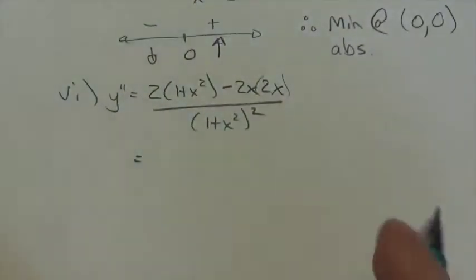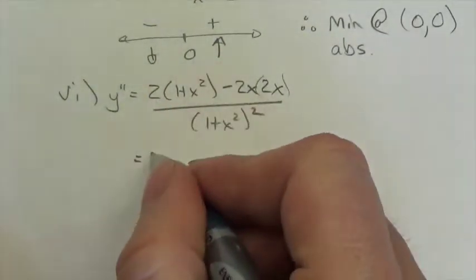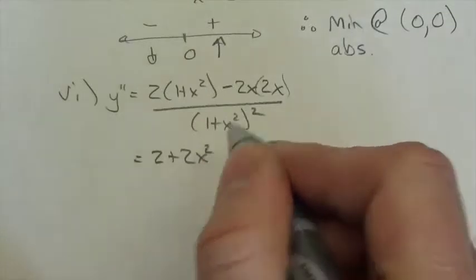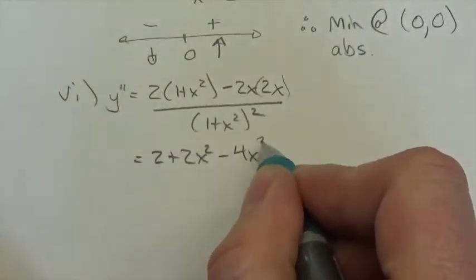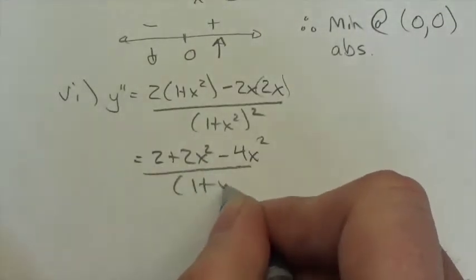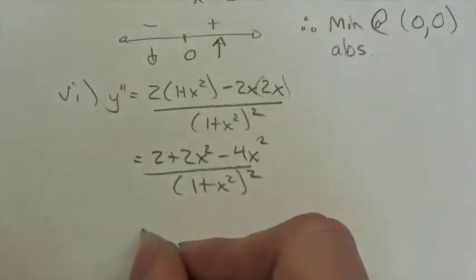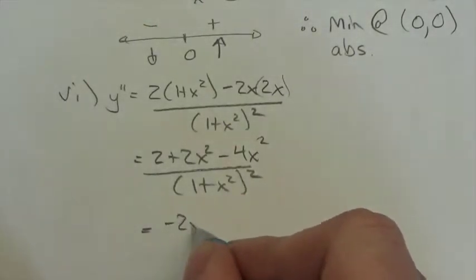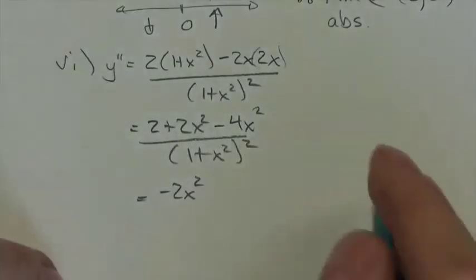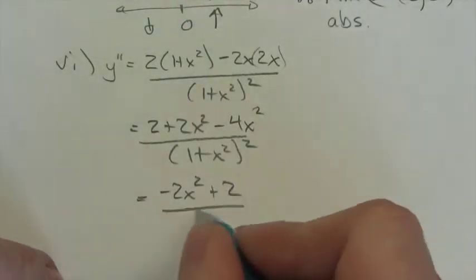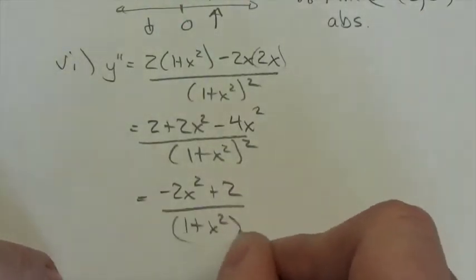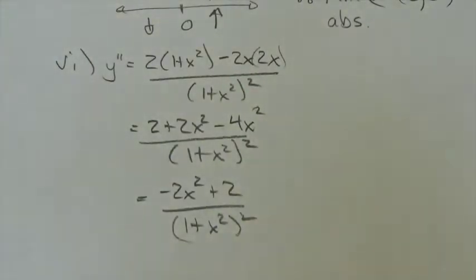Now let's just simplify that. So I would distribute that through. So 2 plus 2x squared minus 4x squared all over 1 plus x squared squared. So what have I got here? I've got negative 2x squared plus 2 over 1 plus x squared squared.